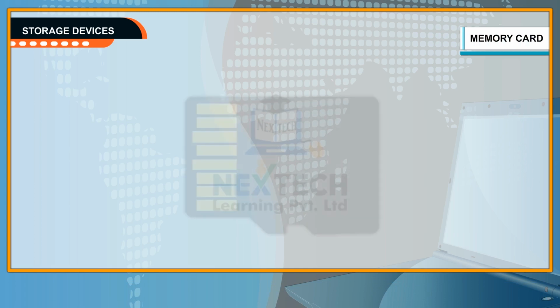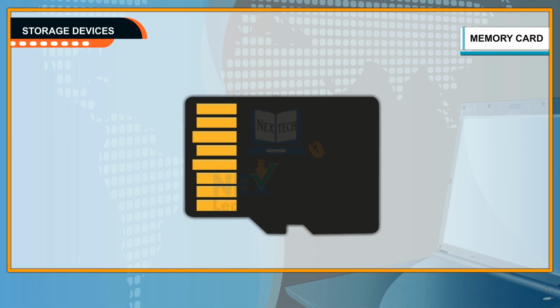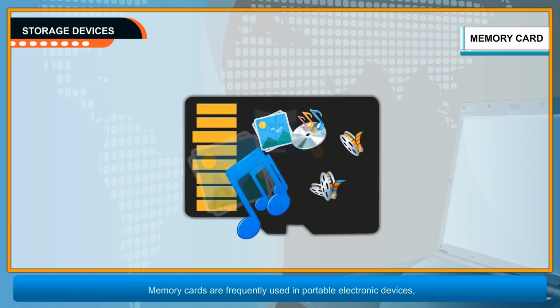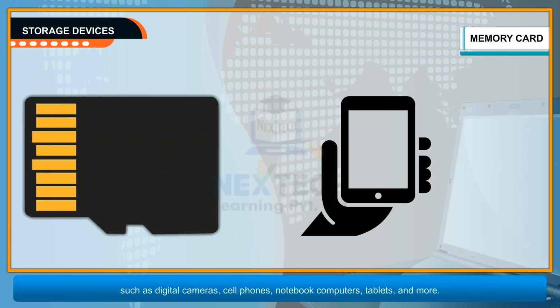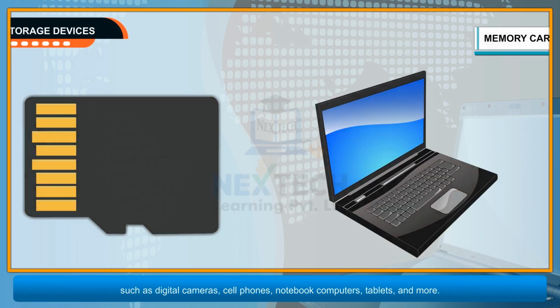Memory card. A memory card is a type of storage device that is used to store media and data files. They come in various shapes and sizes. Memory cards are frequently used in portable electronic devices such as digital cameras, cell phones, notebook computers, tablets, and more.